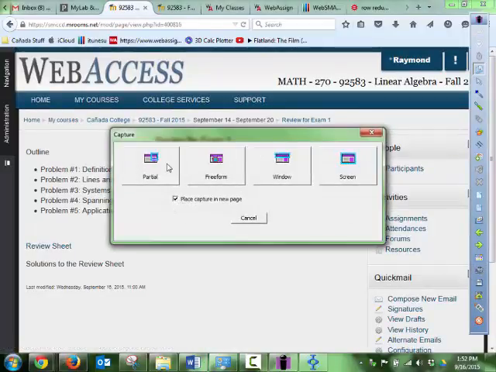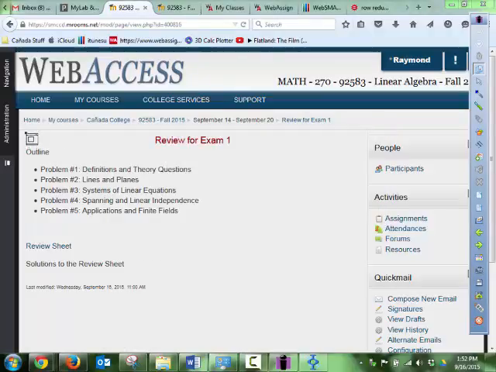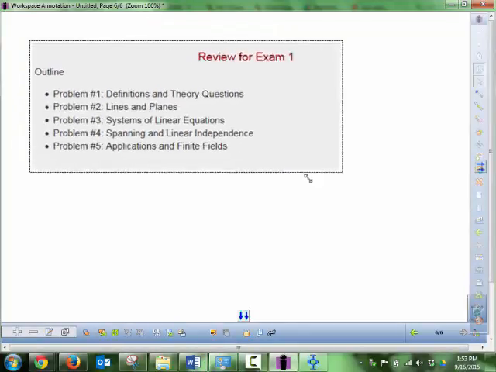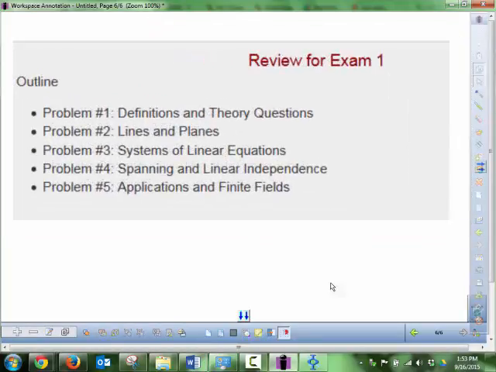You should expect 5 problems on the test. Problem number 1 are definitions and theory type questions and maybe proofs of something. You had a quiz where you had to prove something's commutative or something like that. If that was going to be on the test, that would go in problem number 1. Problem number 2 will talk about lines and planes, including finding equations of lines and planes and finding distances using projection and stuff like that.